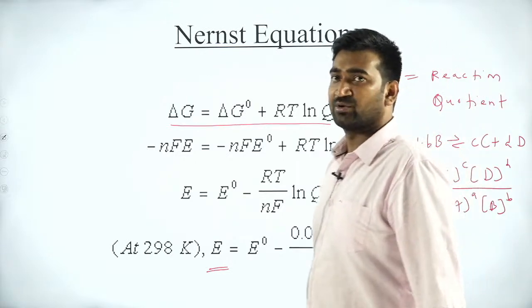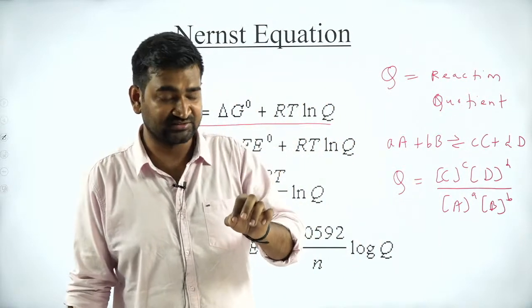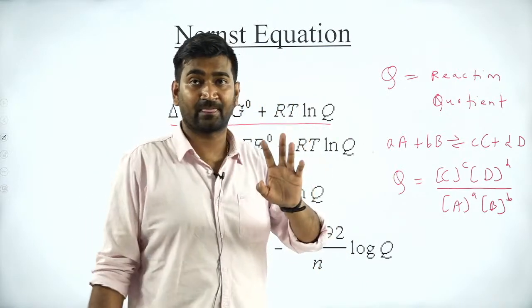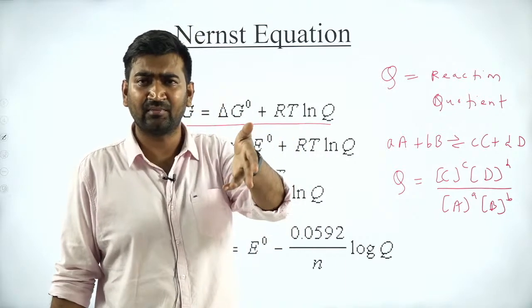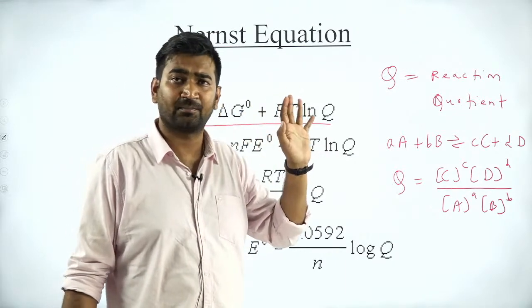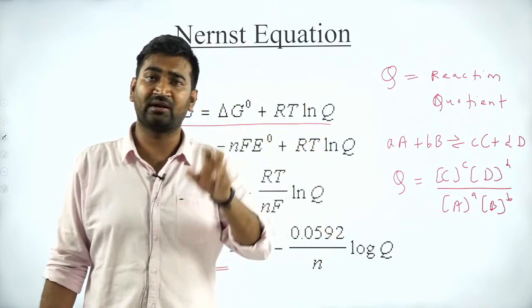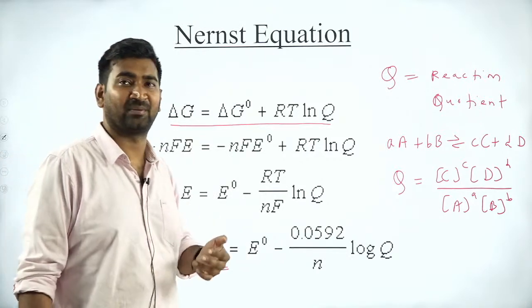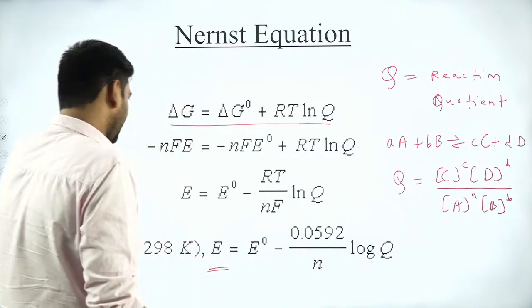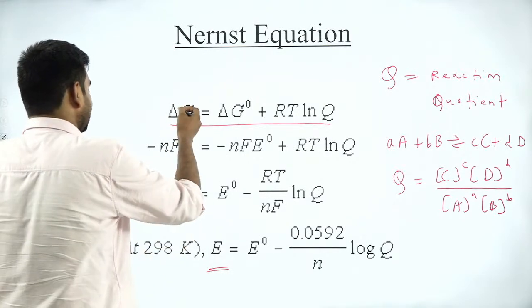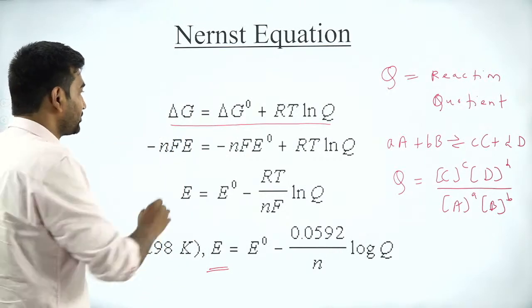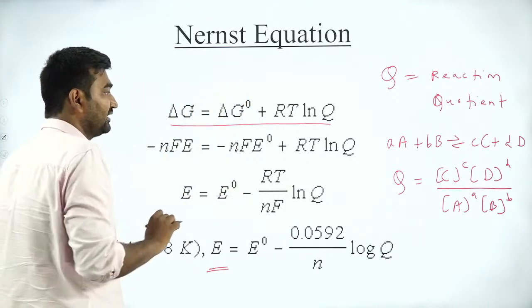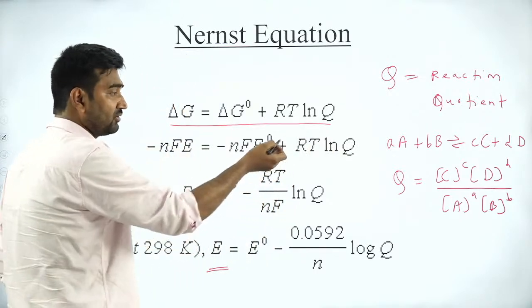So this is your reaction quotient, and if those concentrations are at the time of equilibrium, then it is called the equilibrium constant, Kc. If they are at any time t, then it is the reaction quotient. And I hope you remember Kc, Kp calculations also. Okay. So then we just open it, delta G is equal to minus nFE, so minus nFE is equal to minus nFE naught plus RT ln Q, natural log.